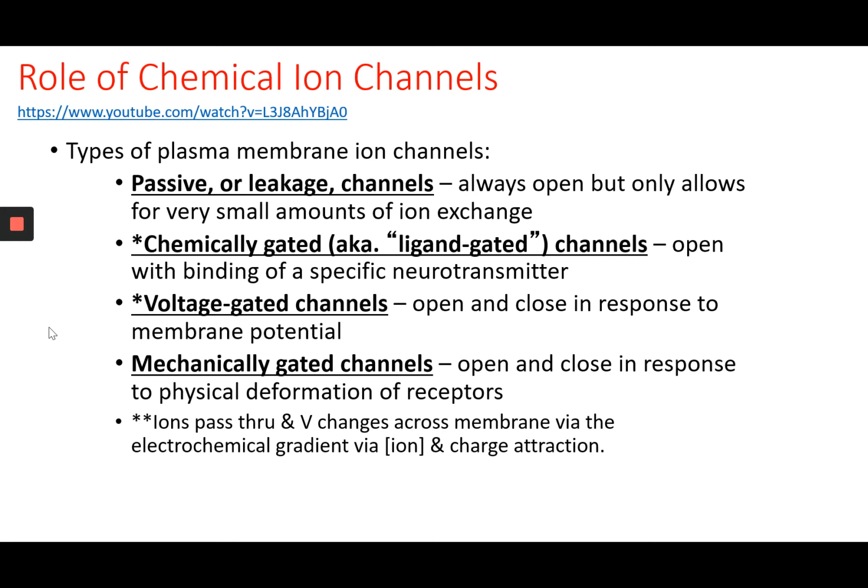The chemical ion channels at work as we talk about forming or creating an action potential will be passive or leakage channels, chemically gated or ligand-gated channels, voltage-gated channels, and mechanically gated channels. The leakage channels are always open, but they only allow very small ions or substances through. Chemically gated channels allow a specific chemical through. We saw chemically gated or ligand-gated channels at the junctional folds of the neuromuscular junction in Chapter 9.